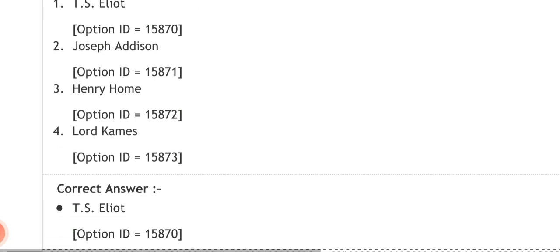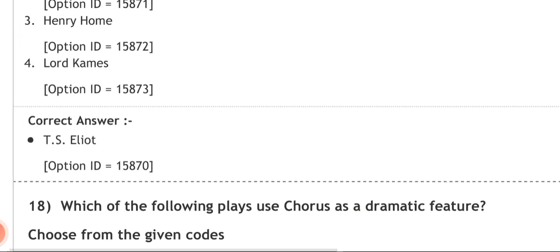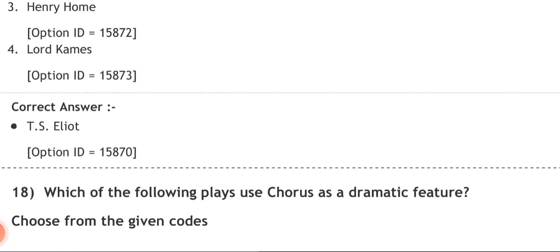Okay, let's go on. Number 18: which of the following plays use chorus as a dramatic feature? Choose from the given options. So the question is, which of the following plays use chorus as a dramatic feature? You have to find out in which kind of play you will get a chorus.